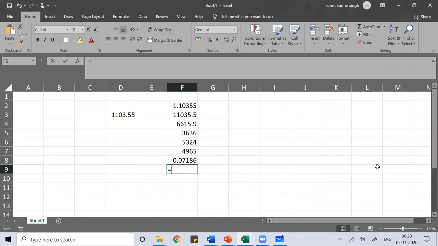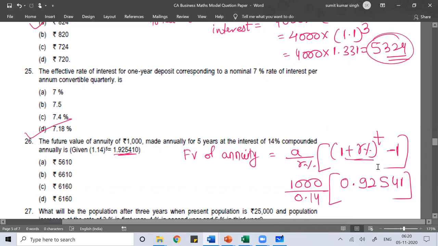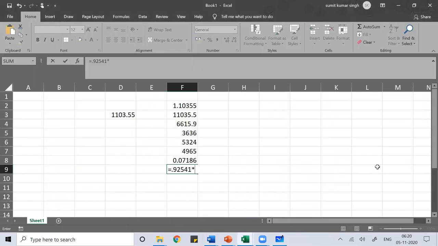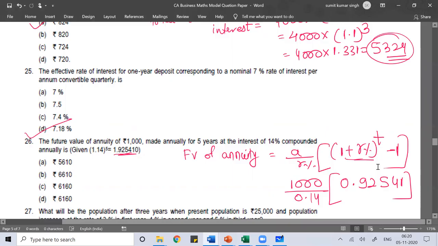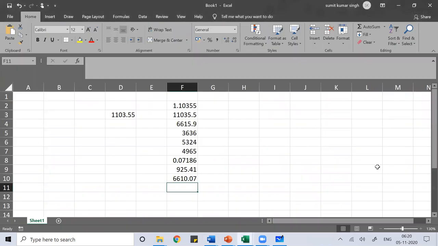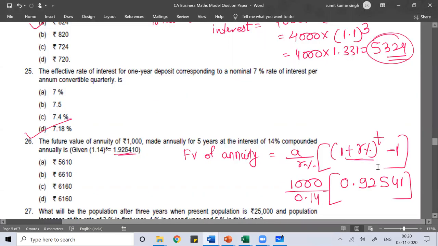So 0.92541 into 1000, divided by 0.14. That would be 6610.07.